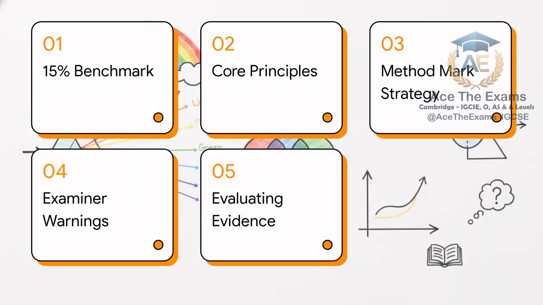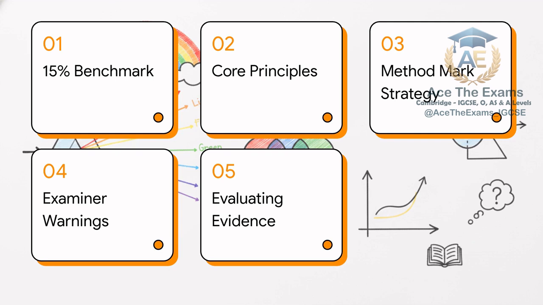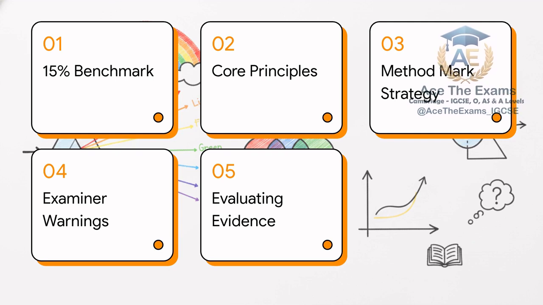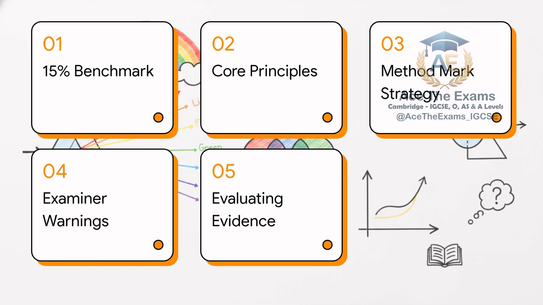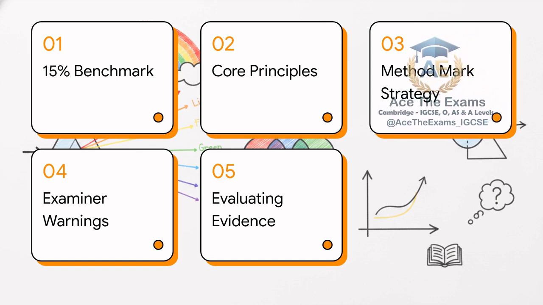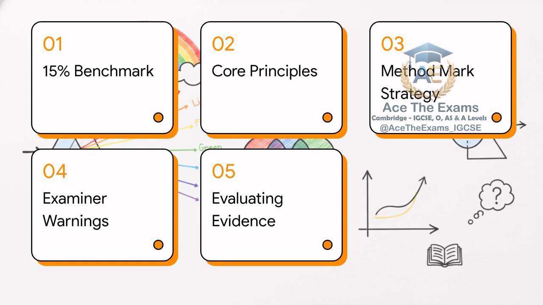Okay, let's dive right into this. Here is our structured roadmap for today. Number 1, the 15% benchmark. Number 2, core principles. Number 3, the method mark strategy. Number 4, examiner warnings. And finally, number 5, evaluating exam evidence.